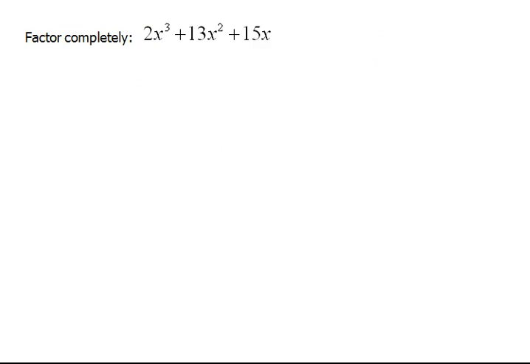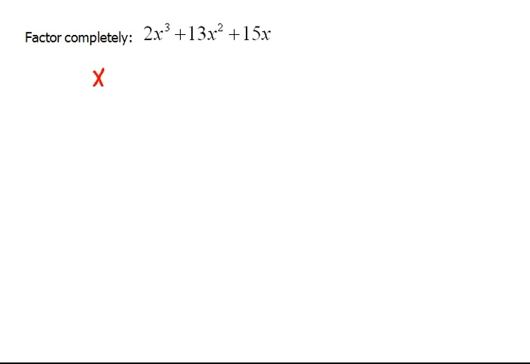Last one here, we have 2x cubed plus 13x squared plus 15x. So our first rule of factoring, always, always, always pull out the GCF. And here we do have one. They're going to throw those in at you from time to time. So you have to get into that habit of saying in order what you're supposed to do. Number 1, pull out the GCF.